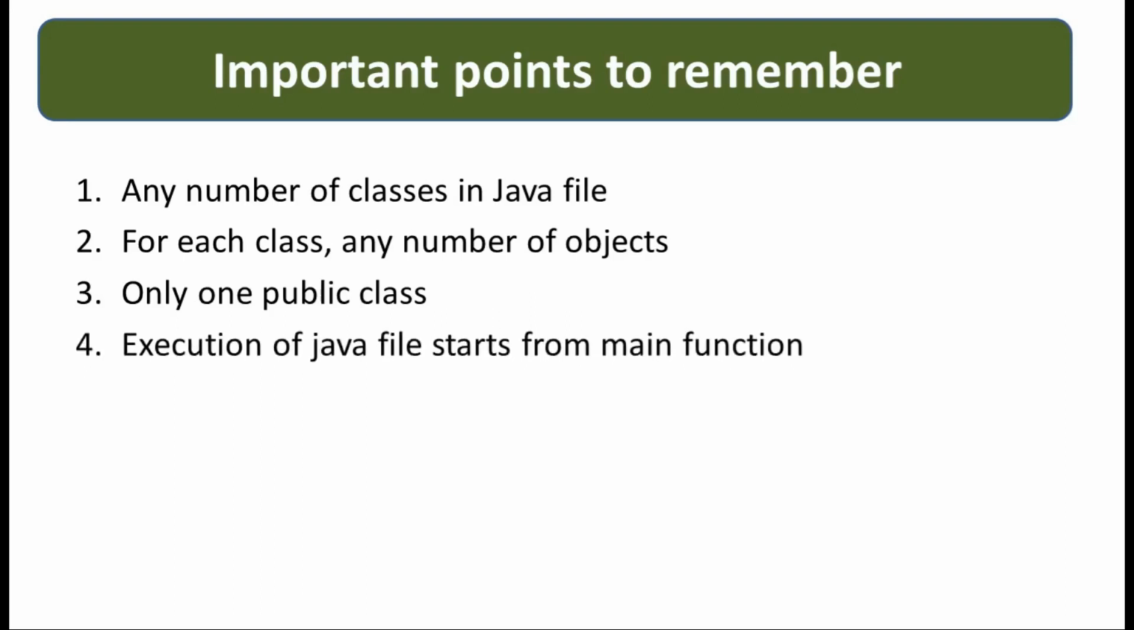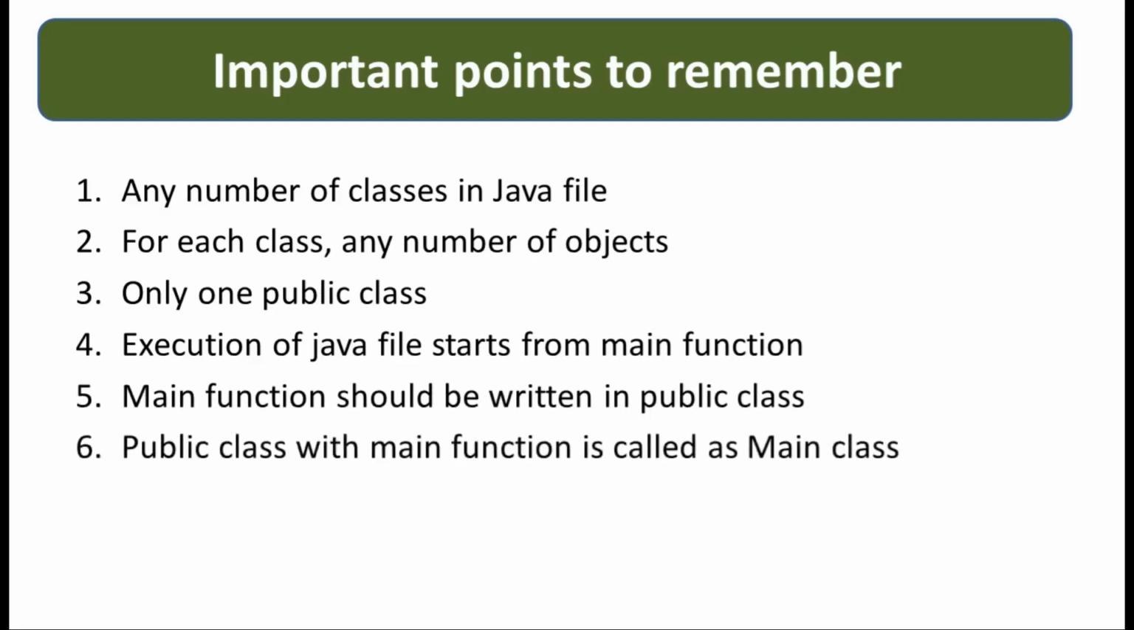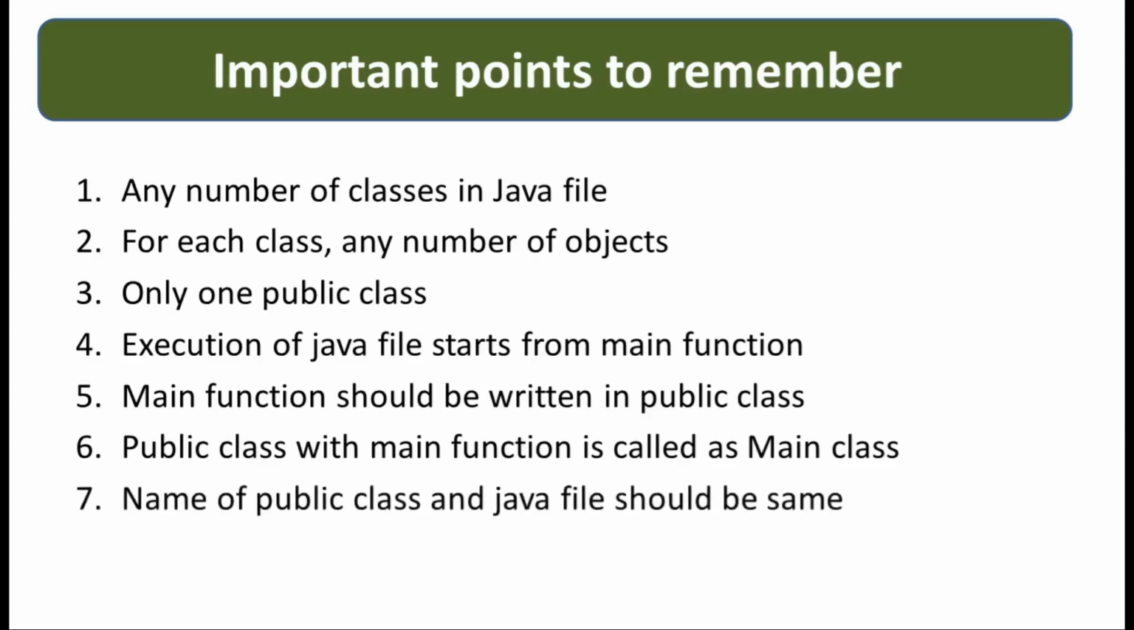The execution of a Java file starts from the main function. The main function should be written in the public class. A public class with the main function is also called the main class. The name of the public class with the main function and the Java file should be the same.